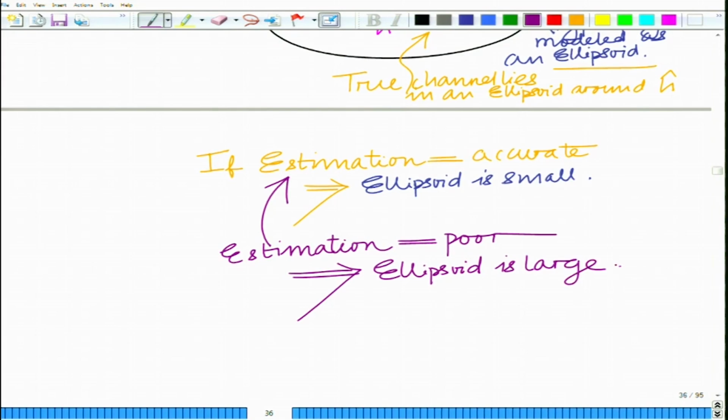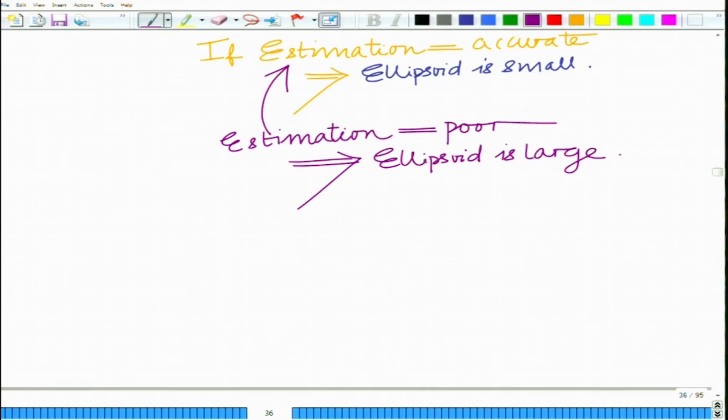So one can characterize the ellipsoid based on the estimation process also, because the estimation process is what results in the estimation errors. If the estimation error is large, then the uncertainty will be large, the size of the ellipsoid will be large, that is, there is a lot of uncertainty in where h bar can lie. If the estimation is of good quality, then naturally h bar will be close to h hat. So the size of the ellipsoid will be much smaller, and asymptotically, when the estimation error becomes 0, h bar, the true channel, coincides with h hat. That is for a large number of pilot symbols, when the SNR of estimation tends towards infinity.